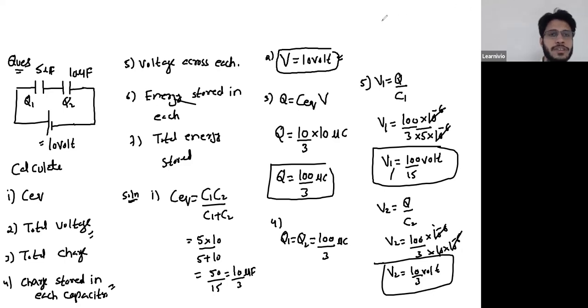Sir, I didn't understand why you multiplied 10 into 10 to the power minus 6. Okay. It's because the SI unit is coulomb. This is in micro coulomb. So to convert micro coulomb into coulomb, I'm multiplying with 10 raised to minus 6. Similarly here, your capacitance is in microfarad. To convert microfarad into farad, I'm multiplying with 10 raised to minus 6. Although they cancel out each other, it's a better way to solve the equation, to keep everything in SI units.